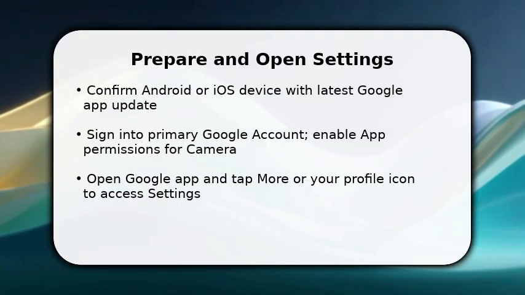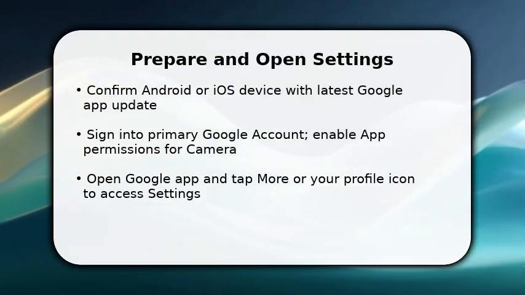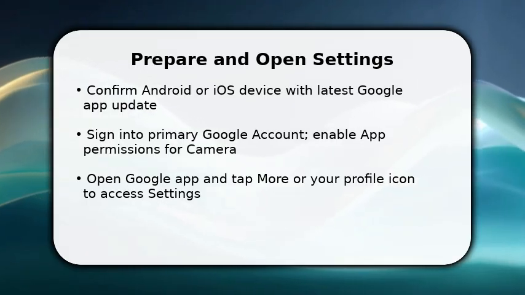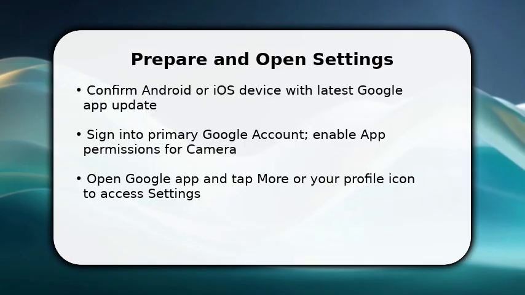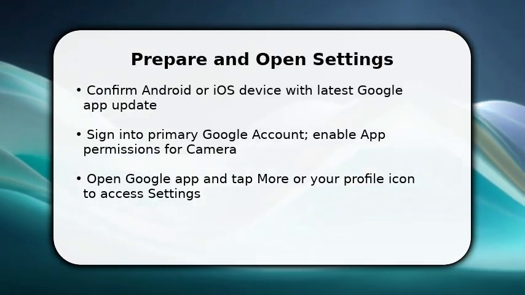You start by making sure your device and the Google app are ready. You should update the Google app, sign into your main account, and permit camera access. Once done, open the Google app and tap the More menu or your profile icon to reach settings. You're beginning the setup now.